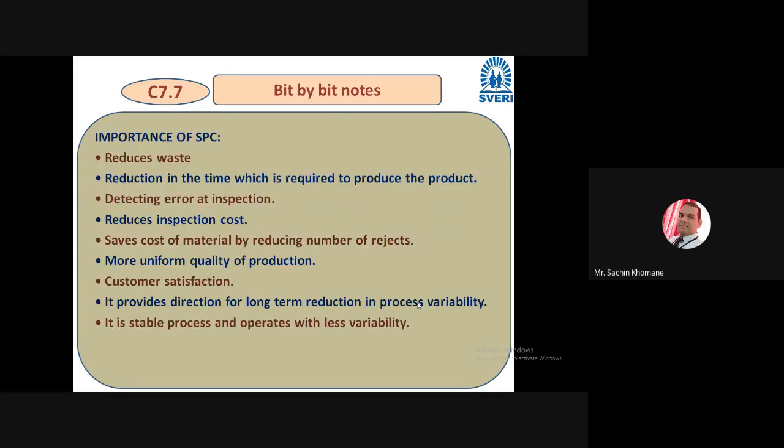So why is SPC important? Now in the title of the chapter, I have told many importances. What is the first importance? Reduce the waste. How does waste reduce? Because in the early stage you find the variation and you reduce it.